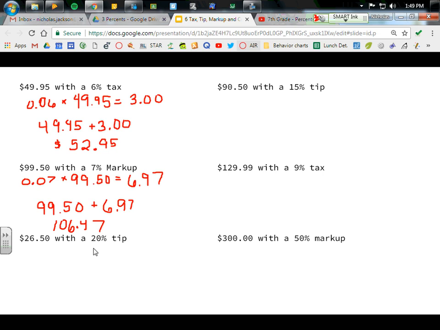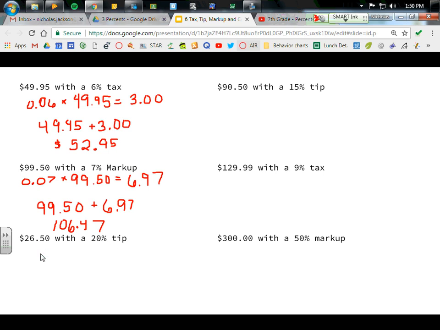So tip, most people are familiar with tip. You go to a restaurant and you tip your waiter or waitress. That is, if you are a good person, you tip your waiter or waitress. Usually 20% or 15% is the going rate for a tip. So let's say you go to a restaurant, you spend $26.50 on your meal, and you want to tip your server 20%. So we follow the same method here.